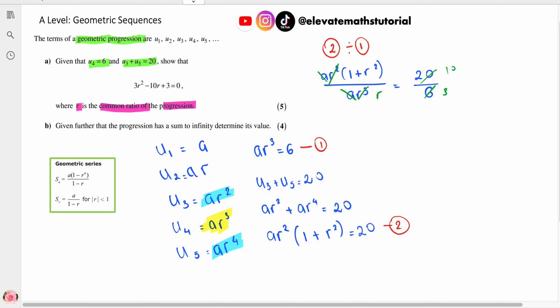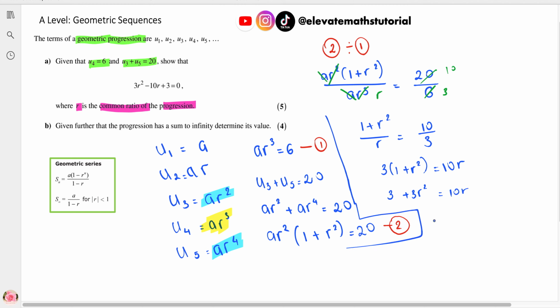Okay, if we rewrite this, we're going to end up with 1 plus r squared over r is equal to 10 over 3. Cross multiply it, you're going to end up with 3 into 1 plus r squared is equal to 10r. Expand the bracket, rearrange, obviously keep your 3r squared positive there. So 3 plus 3r squared is equal to 10r. Therefore, your final answer is 3r squared minus 10r plus 3 is equal to 0. That's the show that part of the question done.